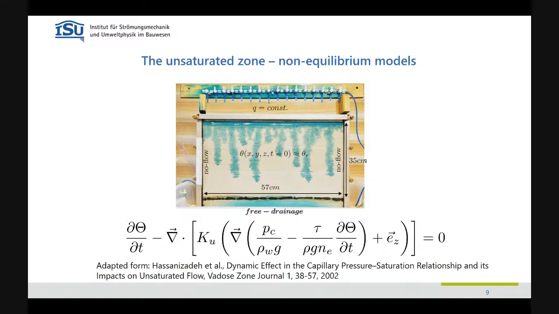This is a very famous one where the capillary pressure is extended by a dynamic term. And this model has been discussed a lot and is discussed a lot. And it's one of the models that would be able to reproduce the infiltration fingers as an example. There are other models for that, but one example. So there is work going on.